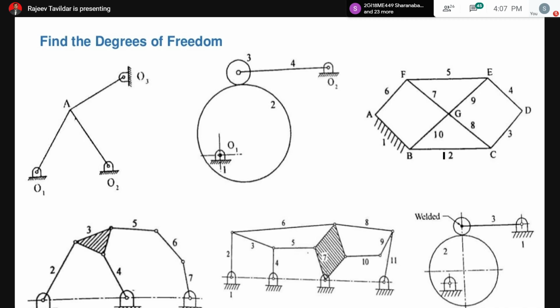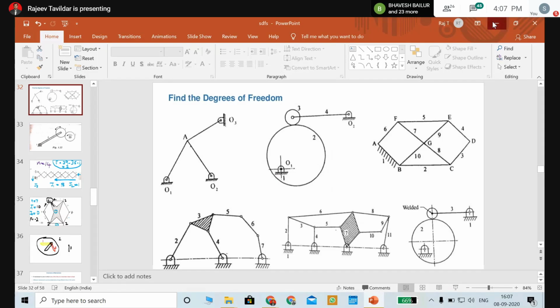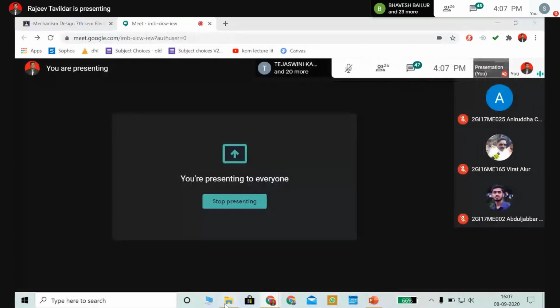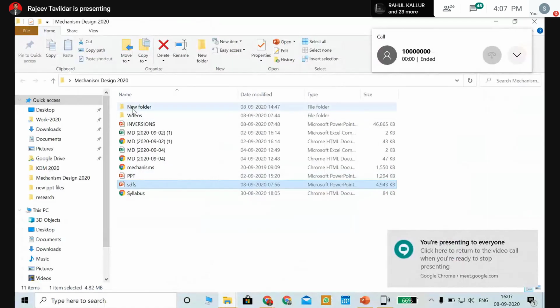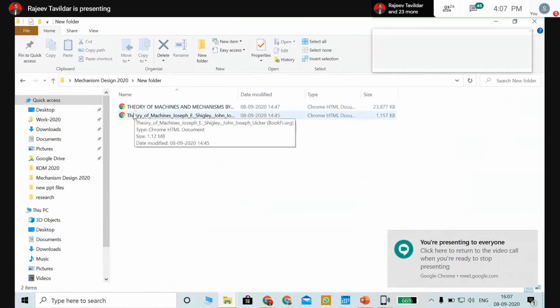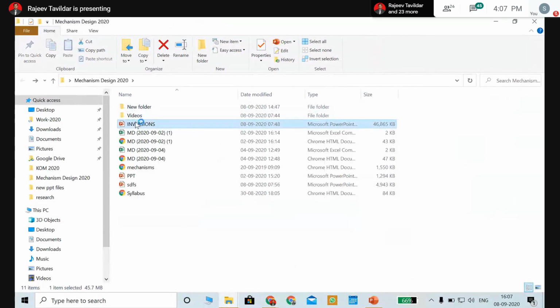Okay. So this will complete the mobility or degrees of freedom concept here. In the next class, I'll be starting with the inversions. Before that, let me just give a rough idea about what the inversions are. Then directly in the next class, we can start with the inversions.